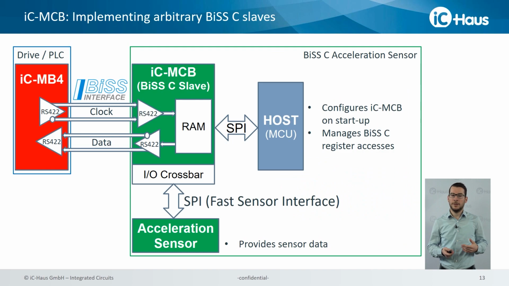All right. There's another option to use iC-MCB. In that case, we use the SPI master interface of iC-MCB to access an acceleration sensor automatically. So in that case, the host microcontroller just needs to configure iC-MCB on startup and maybe perform register accesses if available. So in that case, you just need a low performance host microcontroller which can be available at low prices.